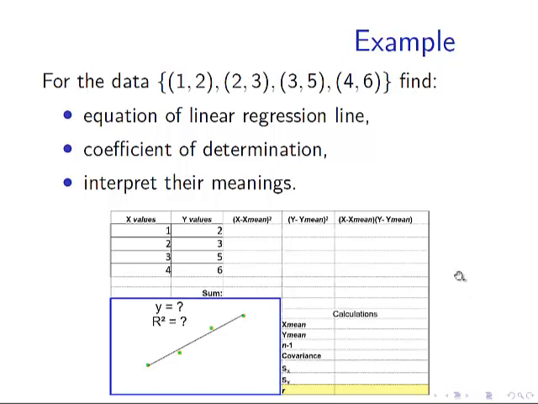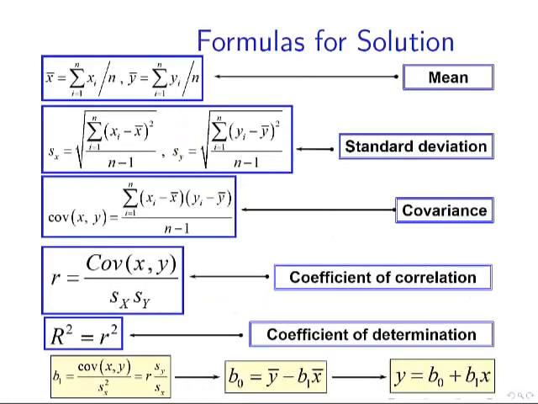Let's now show you how we calculate it using the table. For the solution, we will use these formulas. As you see, this is the formula for calculating the average of x and y. This is the formula for standard deviation of the x variable and y variable. Formula for sample covariance. Formula for correlation coefficient. Formula for coefficient of determination. This is the slope of a line. You have two formulas, you may use both of them. Y-intercept, and finally the equation of the linear relationship.